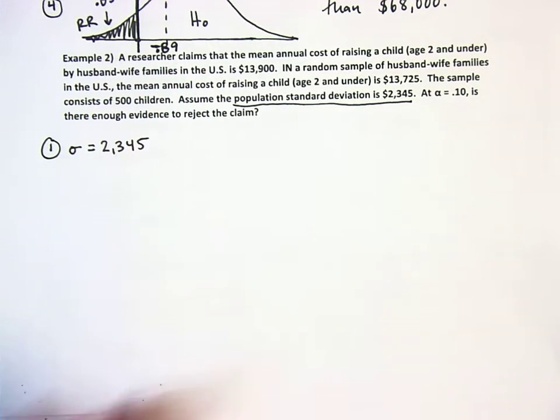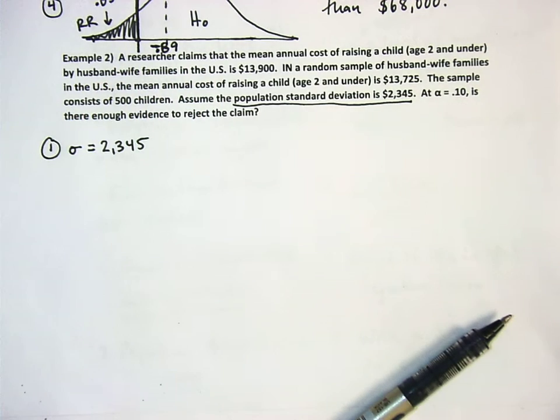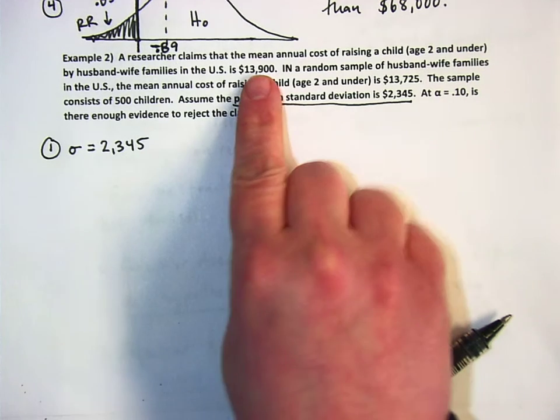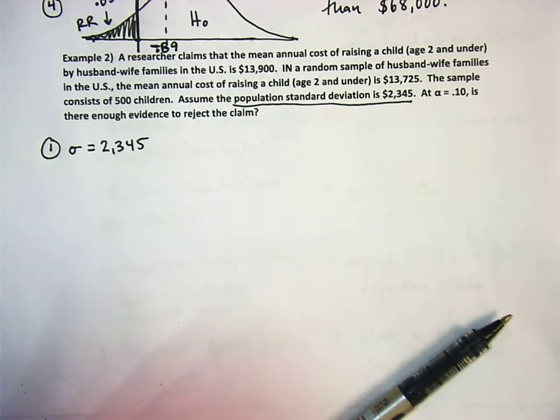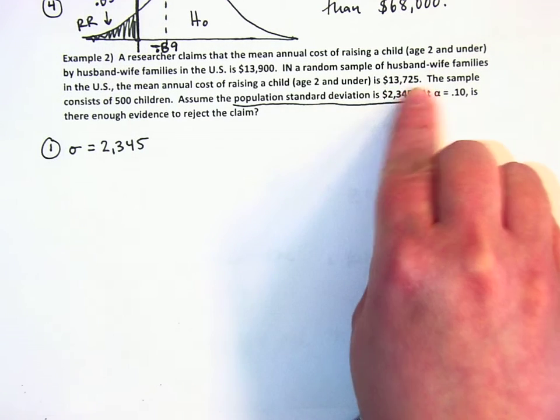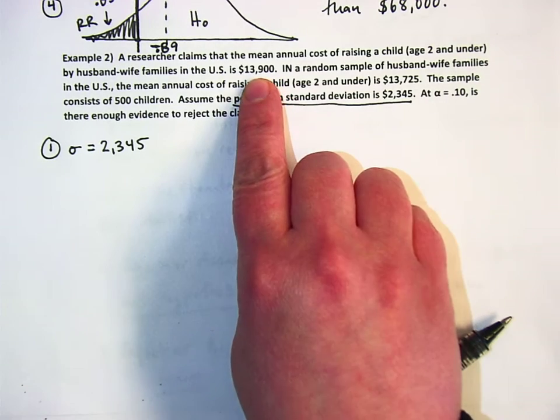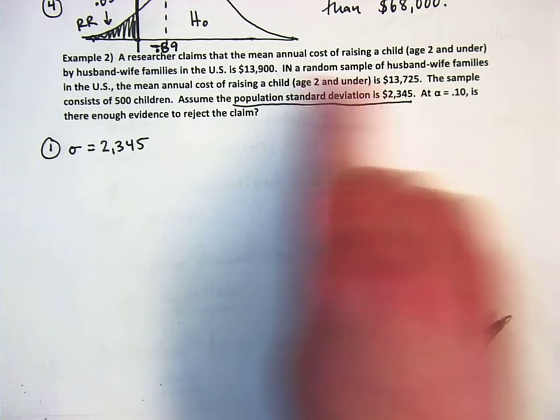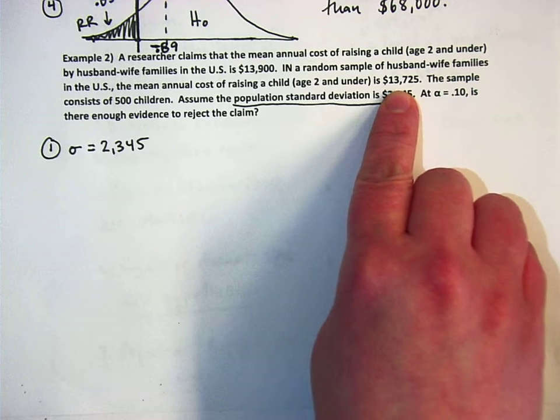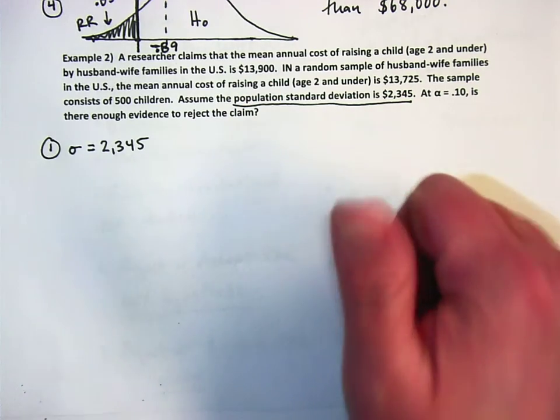It says that the researcher claims that the mean annual cost of raising a child that is 2 and under by a husband-wife family in the U.S. is $13,900. That means it's going to cost you this much per year just to have a baby. In a random sample of husband-wife families in the U.S., the mean annual cost of raising a child is $13,725. Okay, so they did a study. They found that their mean annual cost was this, and they're comparing it to the claim, which is this. So the question is, is this close enough to say that they could be right?